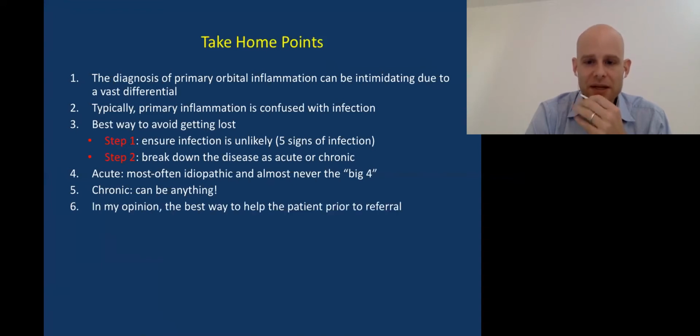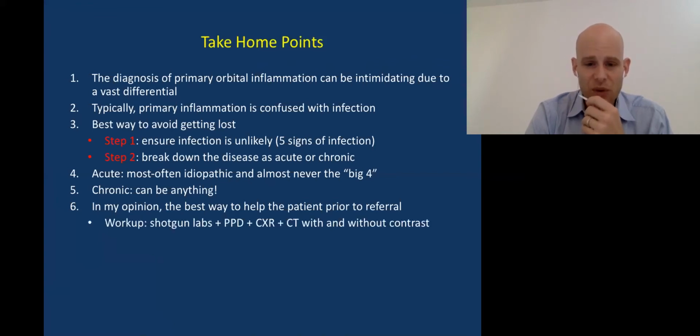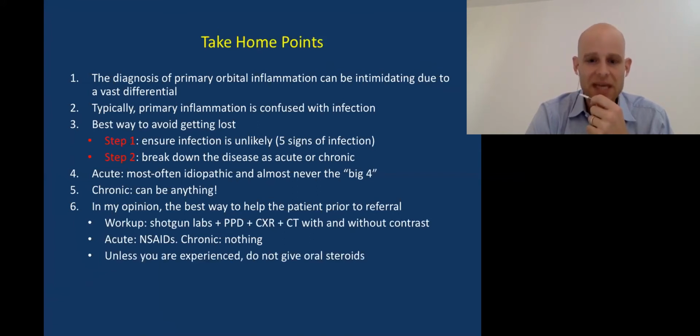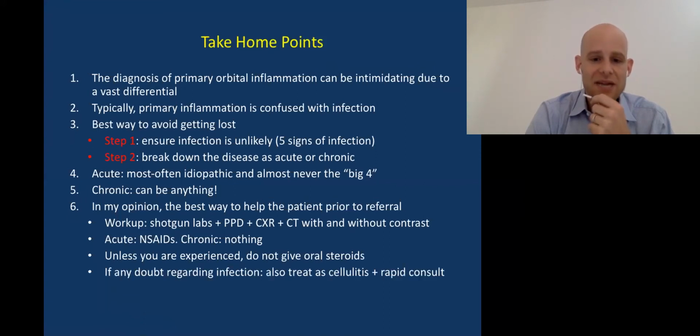In my opinion, the best way to help patients, either prior to referral or even in my clinic, is to start with the full workup. So all those lab tests that I told you about, a PPD, chest x-ray, and a CT. If it's acute, I start them on NSAIDs. If it's chronic, I give them absolutely nothing, and I just immediately go for biopsy. And my general algorithm is that unless somebody is experienced with the orbit, I do not give oral steroids. And if you have any doubt regarding infection, you treat it as cellulitis and you obtain a rapid consultation.